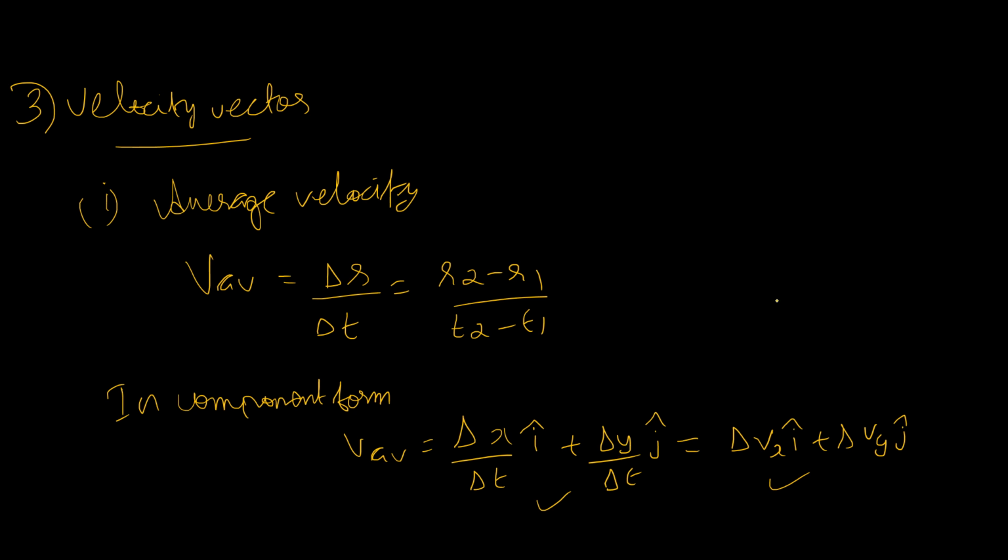The direction of the average velocity v_av can be written like this: tan theta equal to delta Vy by delta Vx. The next one, the fourth one, is instantaneous velocity.